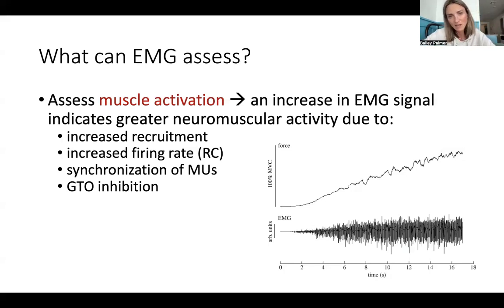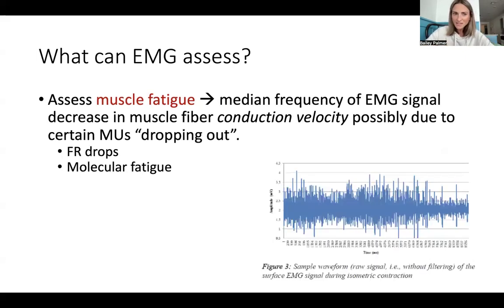If we can inhibit the action of the GTO, it allows the muscle to be more active during that movement. And then last, we can assess muscle fatigue. So we can tell when a muscle is becoming exhausted during some sort of fatiguing protocol. Basically we look at the frequency of the EMG signal decreasing, and decreases in muscle fiber contraction velocity, due to a few things. First, when doing a fatiguing study, we actually see the signal get larger before it gets smaller.